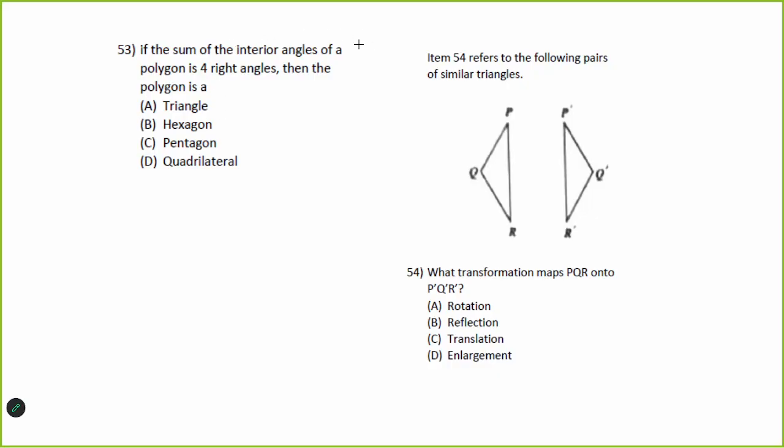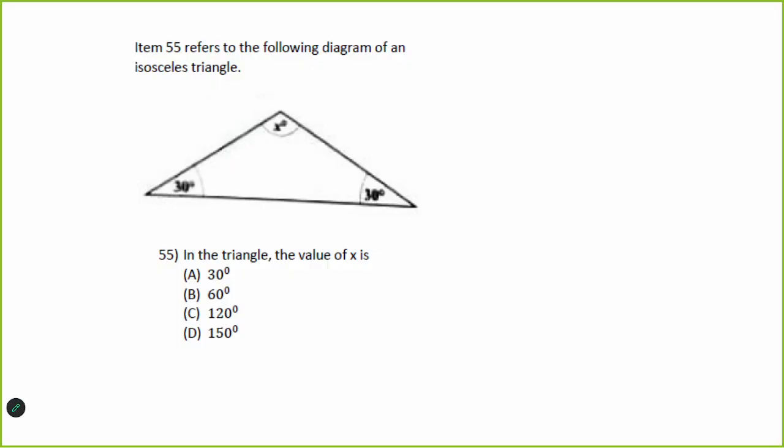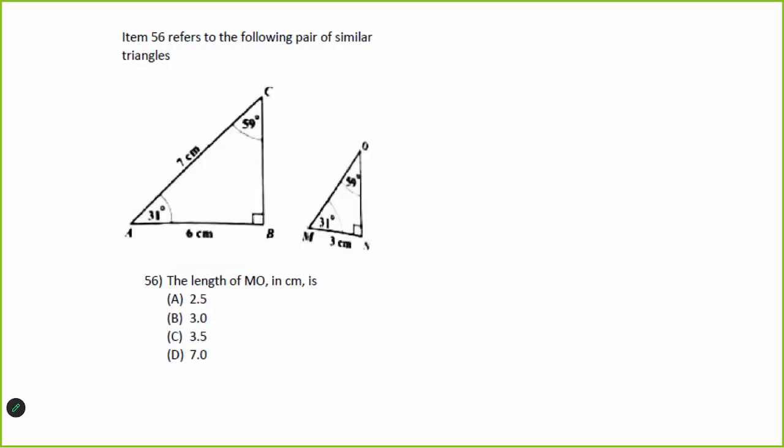If the sum of the interior angles of a polygon is 4 right angles, that is a quadrilateral. This here is a reflection. This is 30, this is 30, so x would be 180 minus 60, which is a repeated question, which is 120. This one here, the length of MO, this is a repeated question, which is 3.5. You take 3.5 and multiply by a scale factor of 2, you'll get 7.